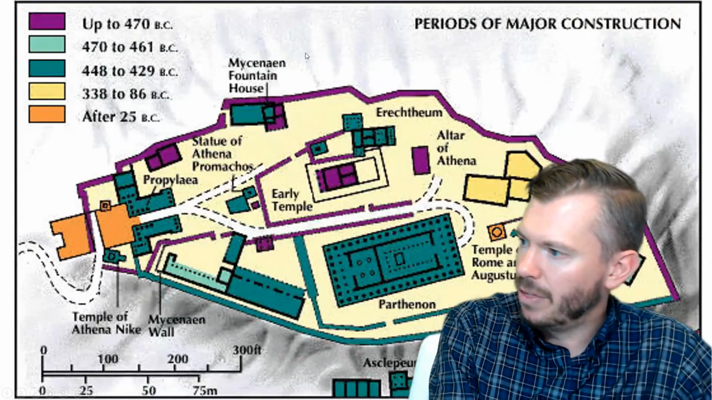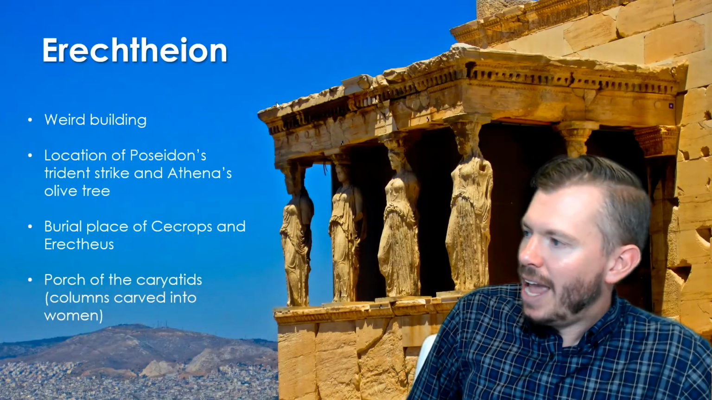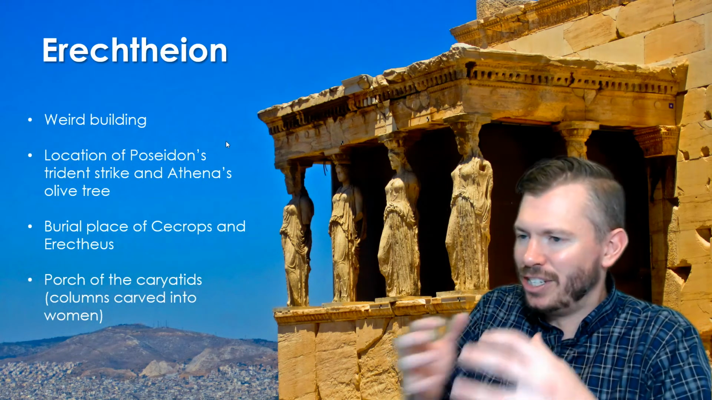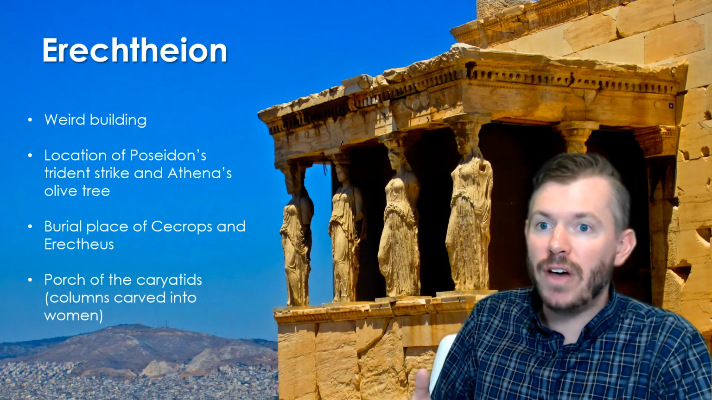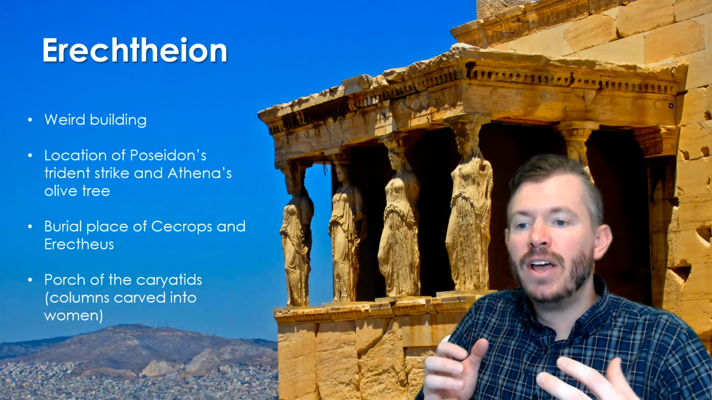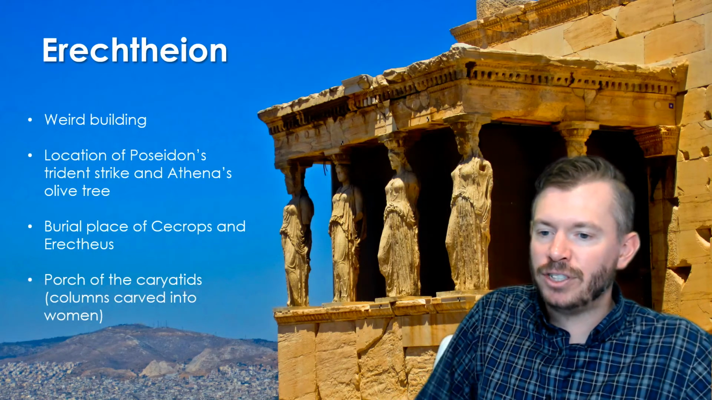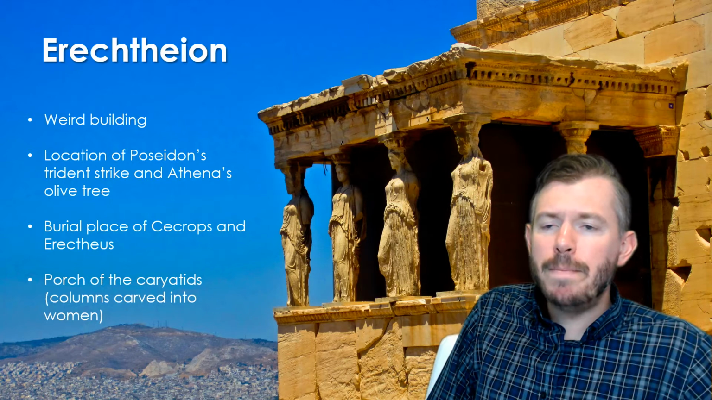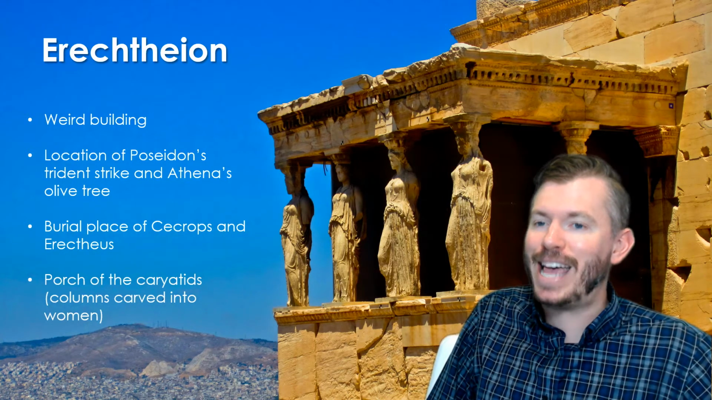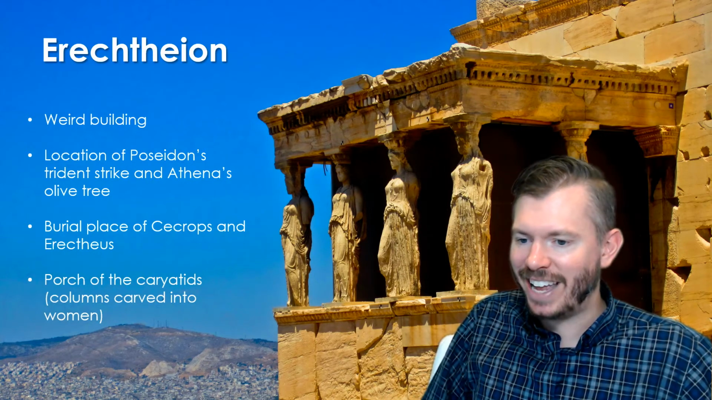All right, now to finish off, we're going to quickly run through the final building on the Acropolis, and that's the Erechtheion, the one right over here, the really weirdly shaped temple. It's the strangest floor plan of any of the temples on the Acropolis. And if you remember back to last time, this is the site of Poseidon's trident strike into the Acropolis and Athena's olive tree. It also marks the burial place of the early leaders of Athens. So remember Kecrops, half serpent, half man, and Erechtheus, and we'll hear about him in just a second.